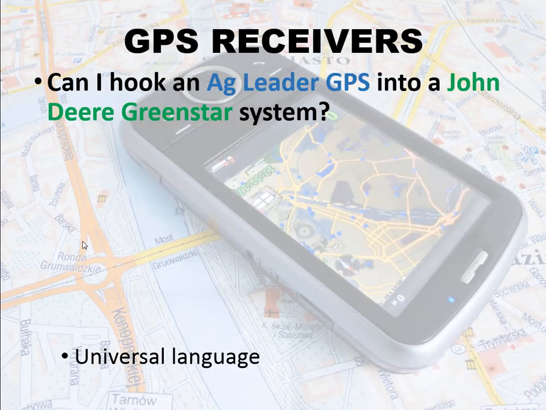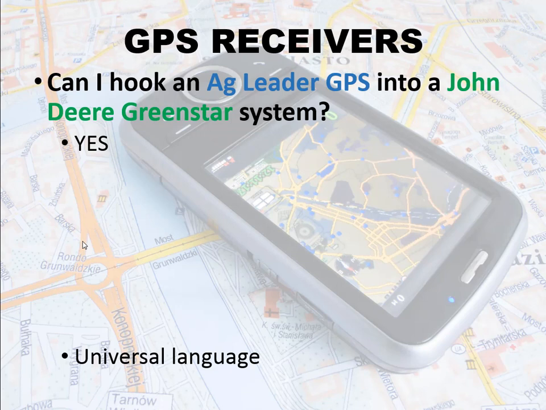So here's a question for you. Can I hook an Ag Leader GPS into a John Deere GreenStar system? You can think about that. It's a yes or no answer. So think about it. What do you think? Well, I kind of gave it away in the previous screen: yes, it can.